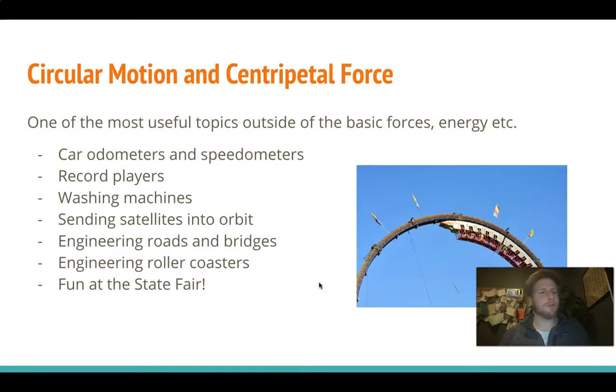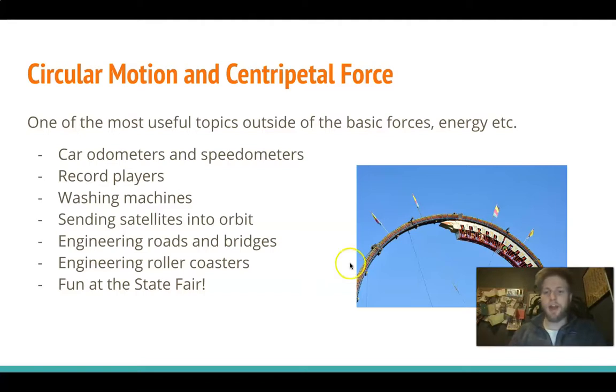Circular motion and centripetal force are really one of my favorite topics. It's one of the most useful topics outside of just your basic forces and energy, which is why we're covering it right out of forces, energy, and collisions. So it just covers all kinds of things.